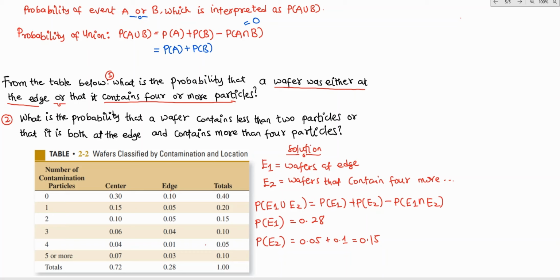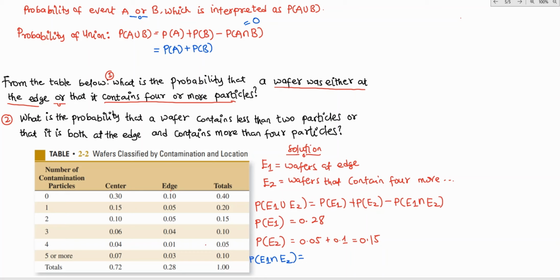Okay, so we are left with the probability of E1 intersection E2. How do we get that? You want to look at the probability that a wafer was at the edge and also contains four or more particles. So let's look at that. It's wafers that are in these two events: they are at the edge and also they contain four or more particles.